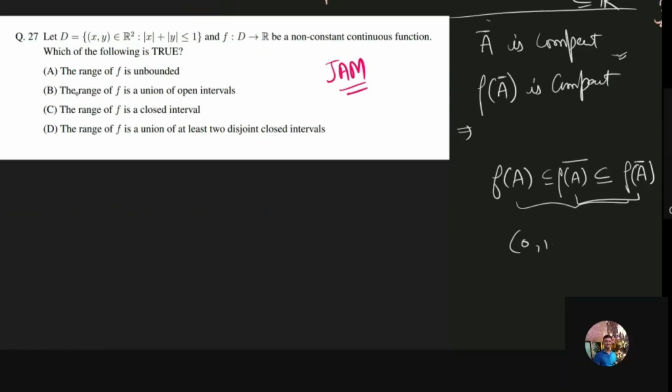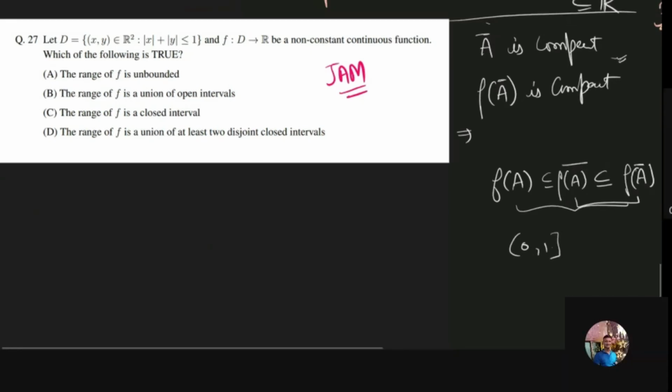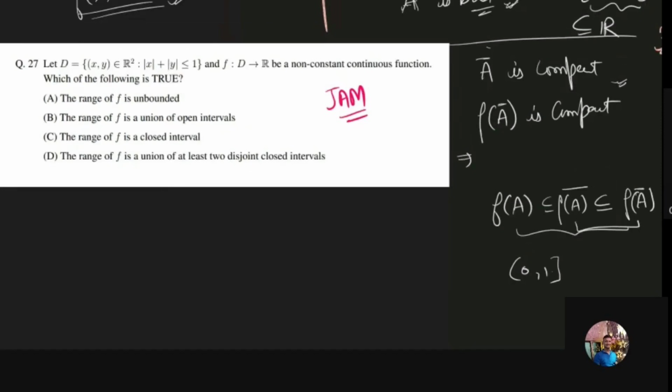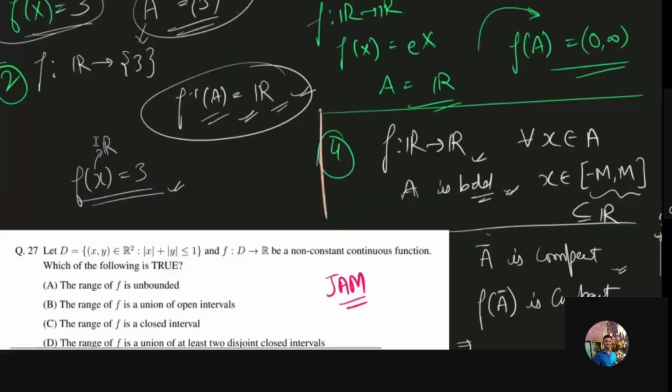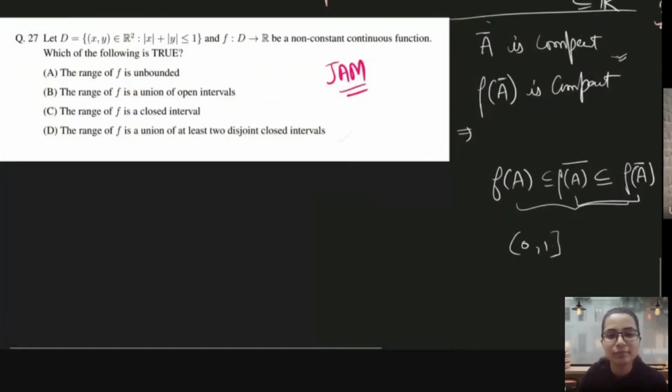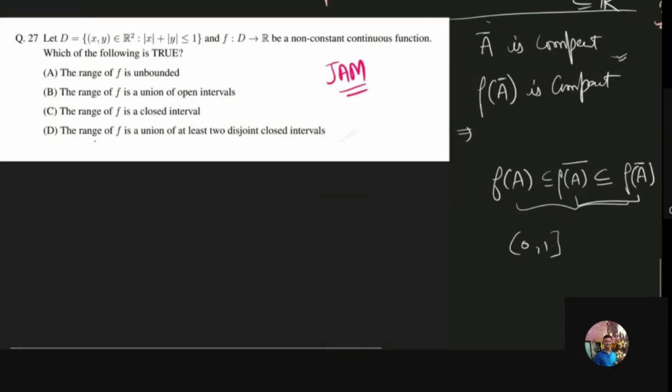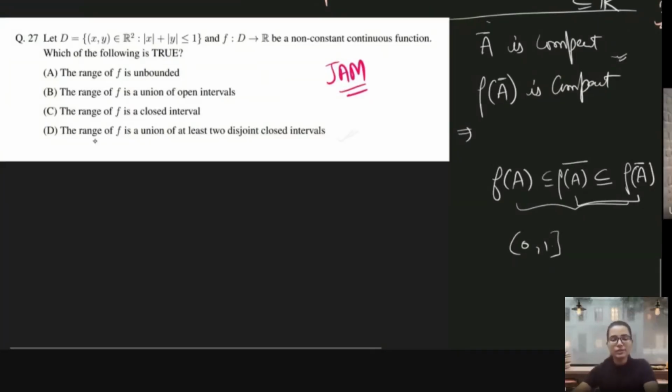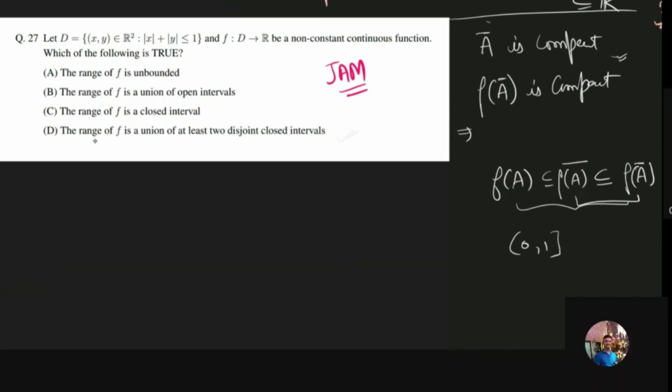We are making a rhombus, and the range of f is a closed interval. The third option is correct, because it is making a rhombus. But let others try for just a minute, because that's an easy one. Anyone can try this.